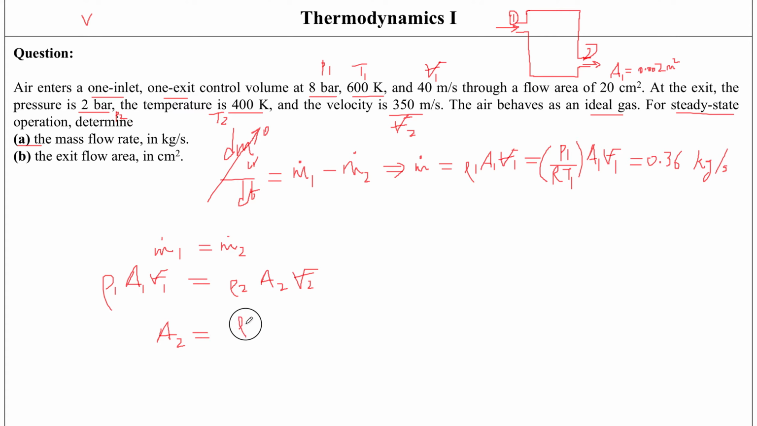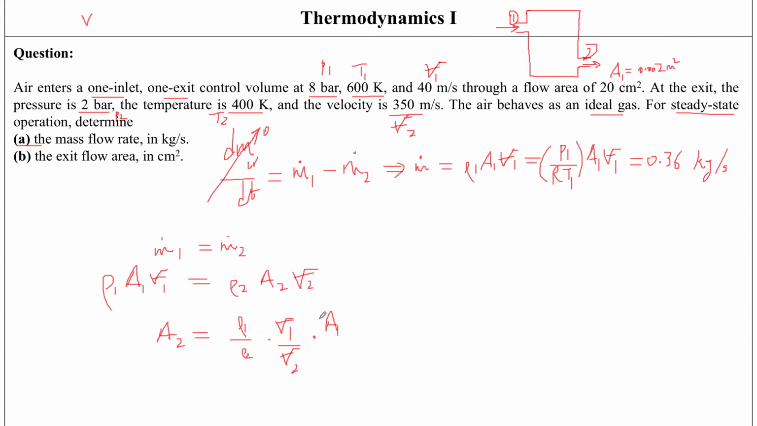So you move all the other parameters onto the other side. It's going to be rho 1 by rho 2 into V1 divided by V2 into area 1. Okay, and now rho 1 by rho 2, everything is going to get cancelled out except for pressures. Okay, so it's going to be equal to 8 by 2, pressure at 1 by pressure at 2, 8 divided by 2 into well, you're also going to have temperature as well.